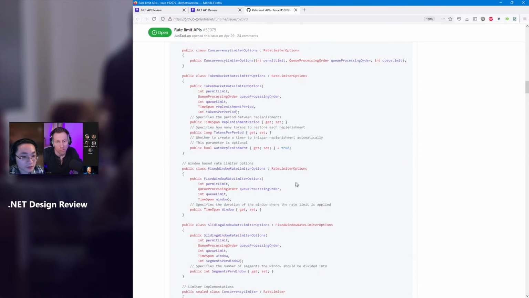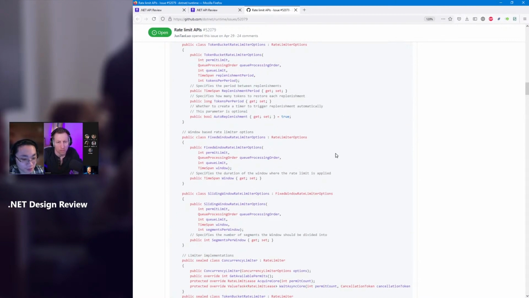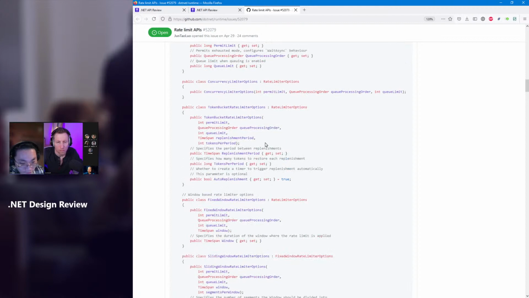Okay, so let's go with fixed window then. Sorry, back on token bucket rate limiter options. So if we got rid of all the setters, I guess this moves to a default constructor parameter. Yes. Okay. That seems to be the preference.